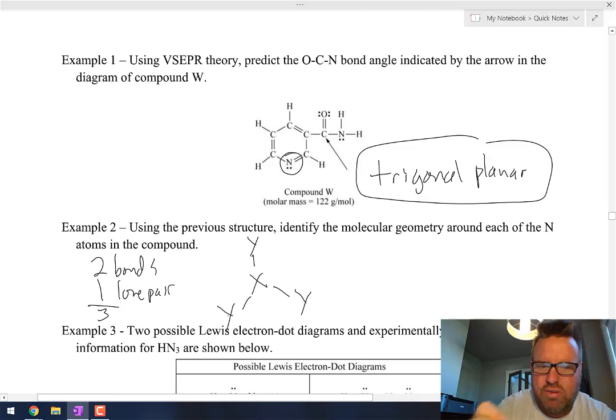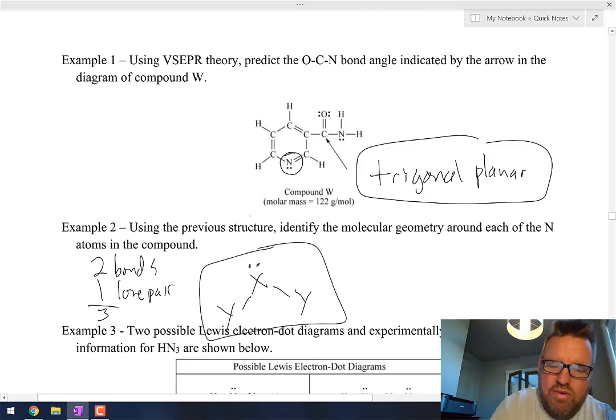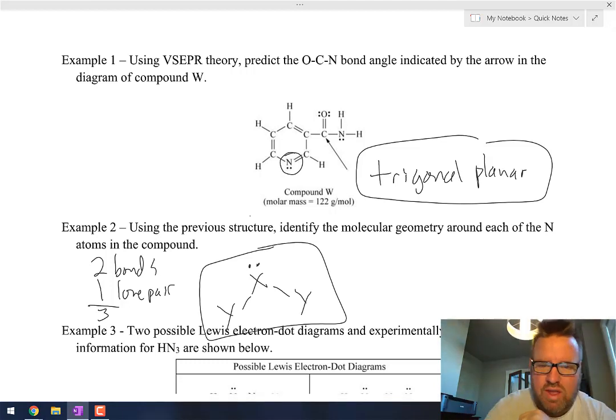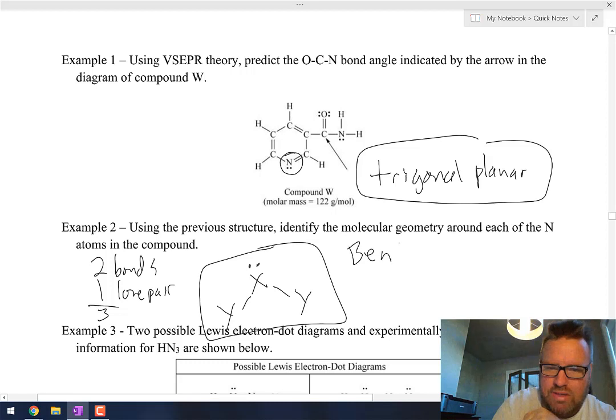So that's a trigonal planar shape there. Take one of those away and put a lone pair on there. Okay, now that's the shape right there. It's the same shape as a trigonal planar shape, but now one of the bonds is removed. And that is referred to as a bent molecule.